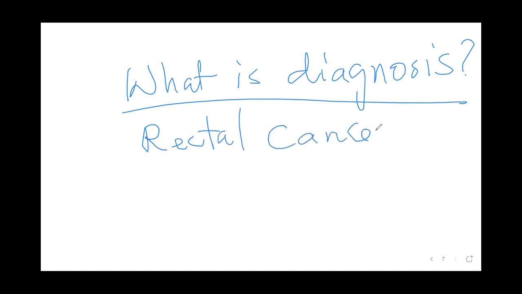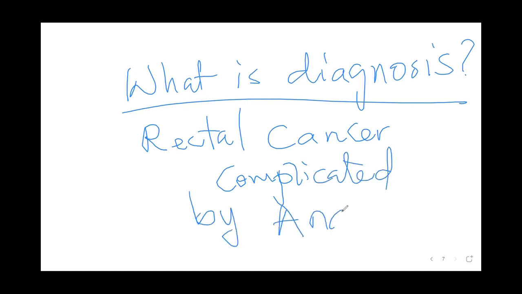You will say rectal cancer, of course, because it has features of malignancy, complicated by anemia. The next question the examiner will ask you, from your history, what suggests your diagnosis? This patient is a 65-year-old male. This age is commoner for rectal tumor. Rectal tumors are commoner in males than females.